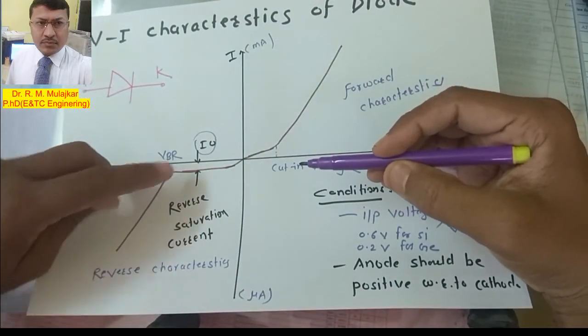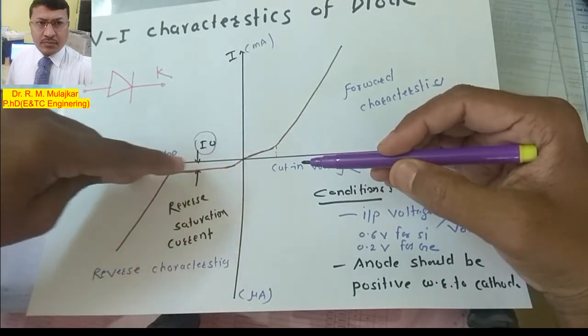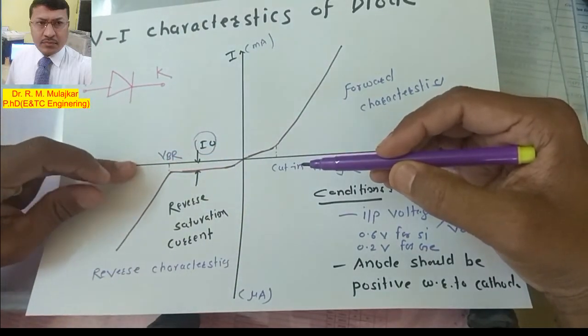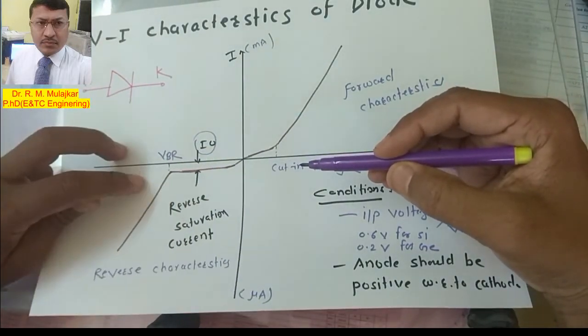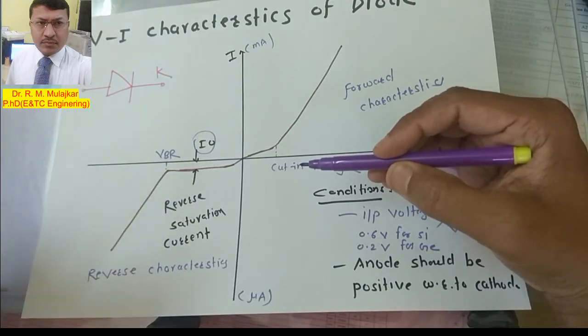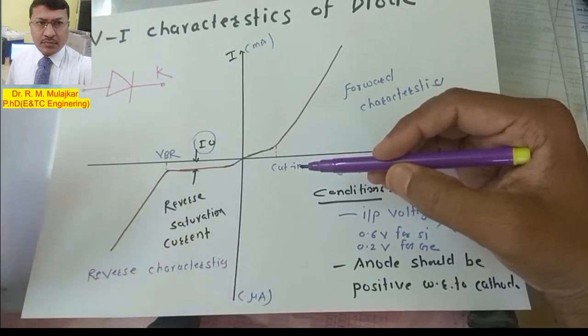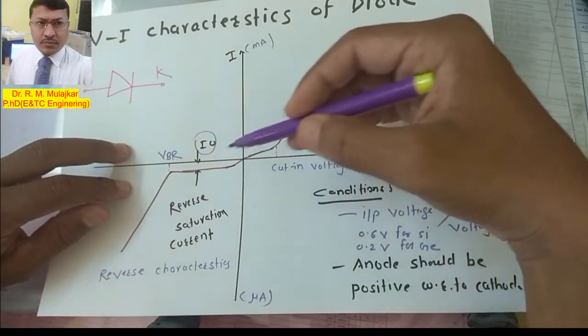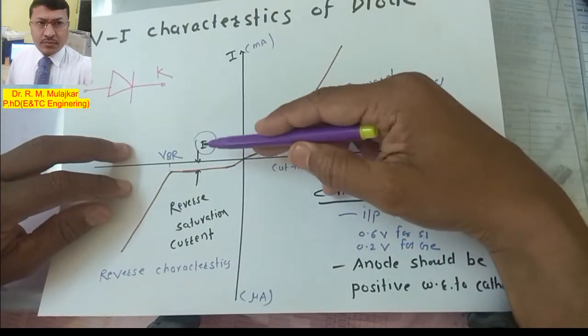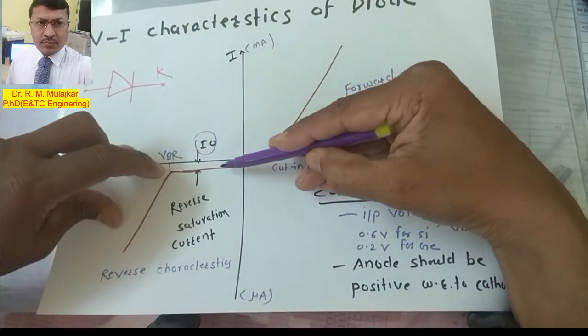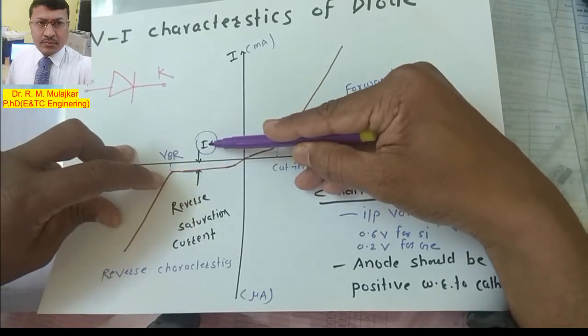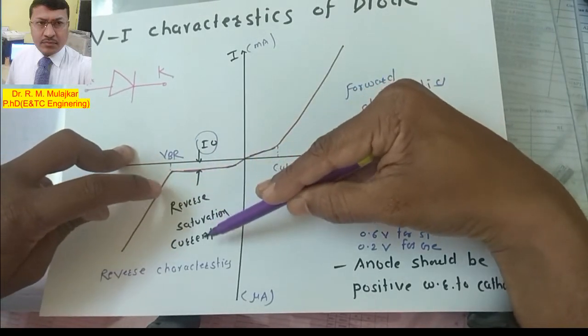This current does not increase due to the increase in the reverse voltage. This current is due to thermal carriers, which means some holes and electrons are getting diffused due to the temperature variation. As the temperature remains constant, some current flows, that is called I0, and this current is the reverse saturation current.